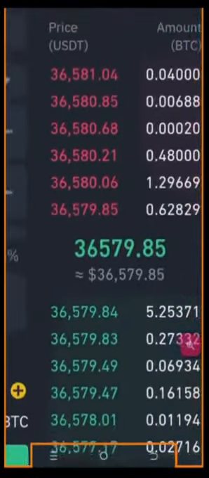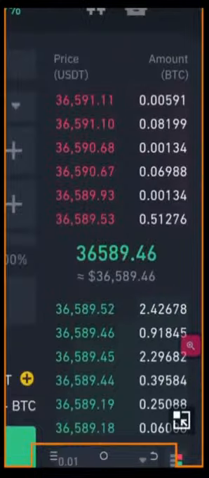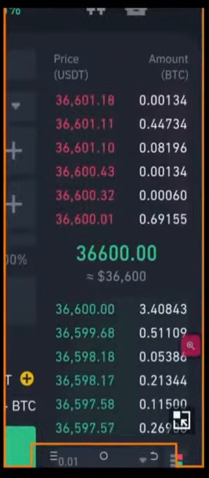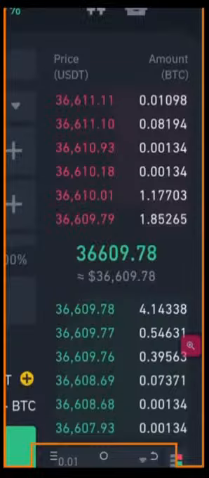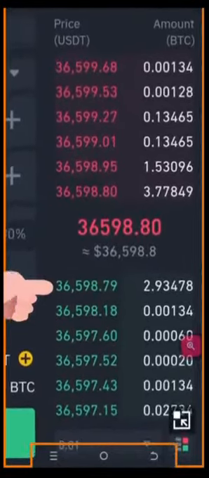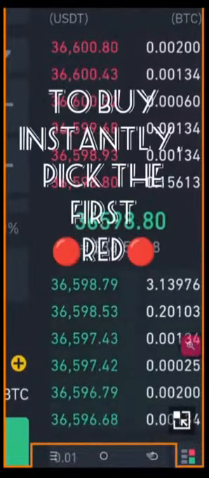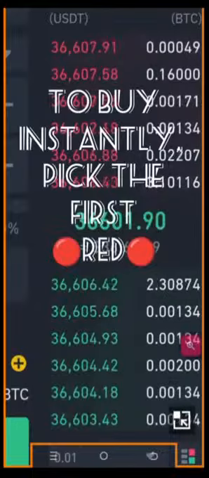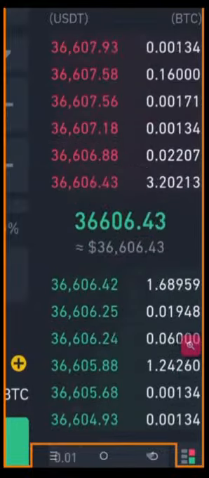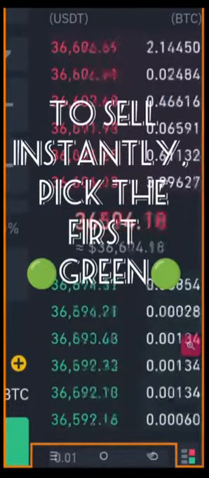Okay, now if you want to sell, and you're looking at it and you're seeing that you're sitting in the queue and you want to sell immediately, you've got to choose the first green, this one that says 36598. That is the first green. So remember, if you want to buy, you pick the first red. That's going to be a slightly higher price, and you must do all the simulations to be sure you're going to make money. To sell immediately and instantly, you need to pick the first green.